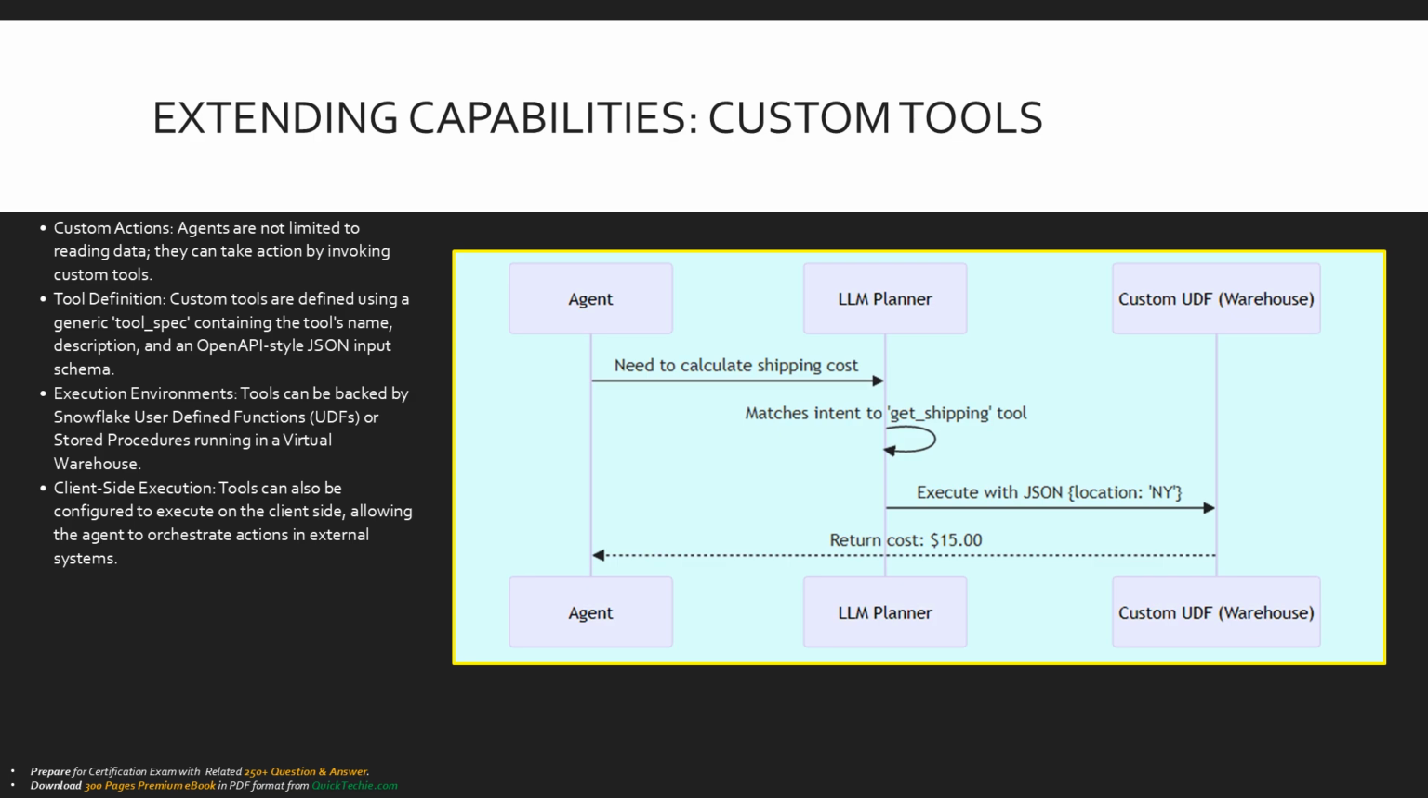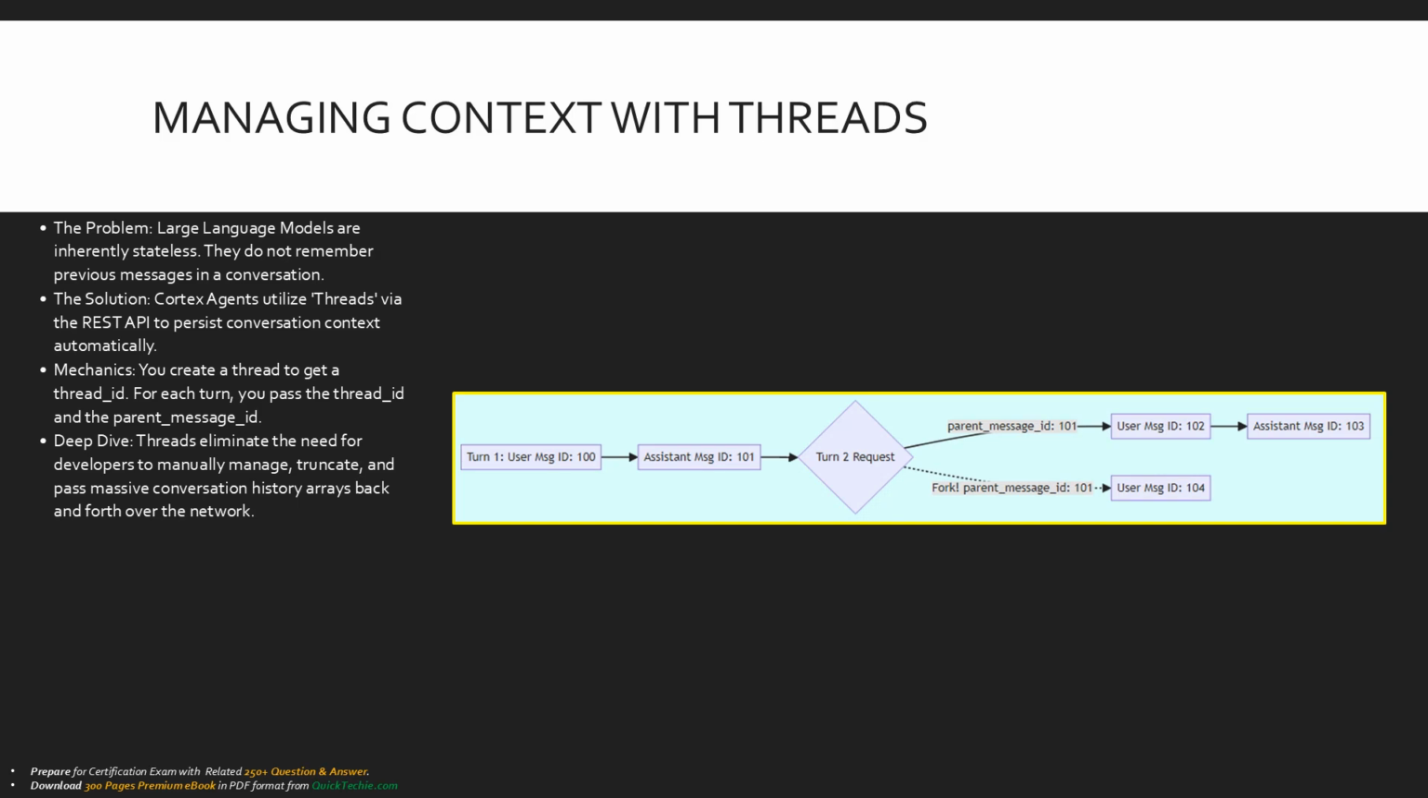The UDF calculates the business logic and returns the $15 cost back to the agent to formulate its final answer. Let's discuss state management. Large language models are completely stateless. They have no memory of what you asked them 5 minutes ago. In the past, developers had to manually save the entire chat history in a database and send a massive array of past messages with every new API request. Cortex agents solve this elegantly using threads.